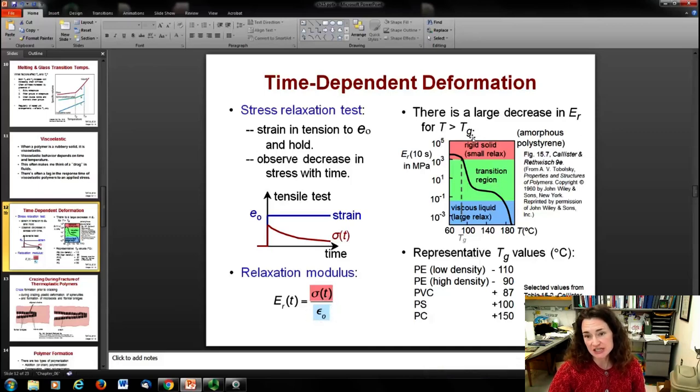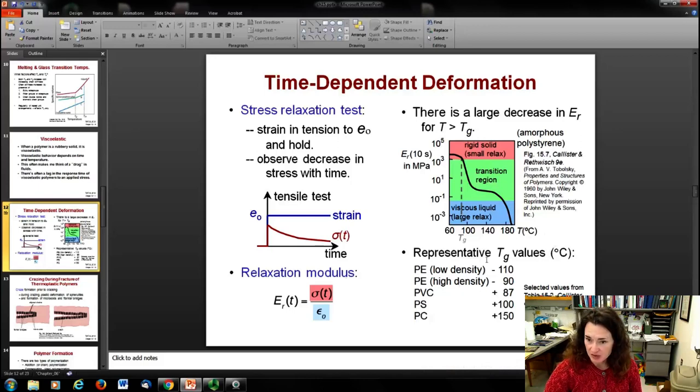And you can see that there's a large decrease in the relaxation modulus when the temperature is greater than the glass transition temperature, which makes sense. And here's a plot that shows how the relaxation modulus changes with respect to temperature, here ranging from 60 to 180 degrees Celsius for this amorphous polystyrene material. For temperatures less than the glass transition temperature, you've got basically a rigid solid that only has a small relaxation time. And then there's a transition region, and then it starts to act like a more viscous fluid with a large relaxation time.